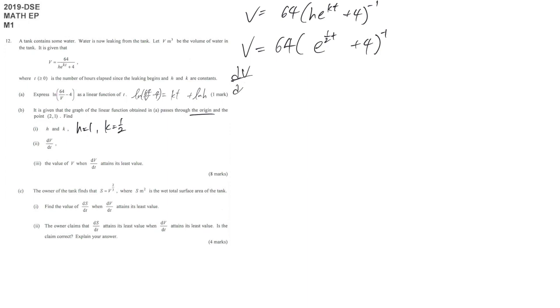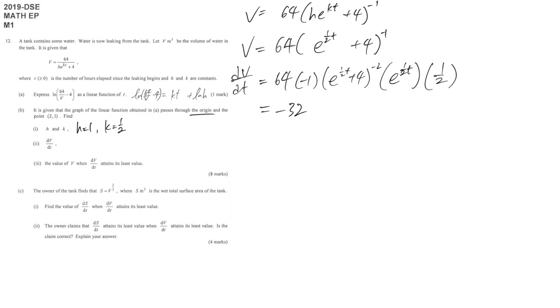We differentiate now. 64 is a constant, and then we have a power of negative 2, and then we differentiate that, still the same, but by the chain rule we still have to differentiate the power here, so it gives 1 over 2. Tidy up a little bit: negative 32 e to the power of 0.5t, times (e to the power of 0.5t plus 4) to the power of negative 2. You may also write it in this format, you will feel more comfortable.